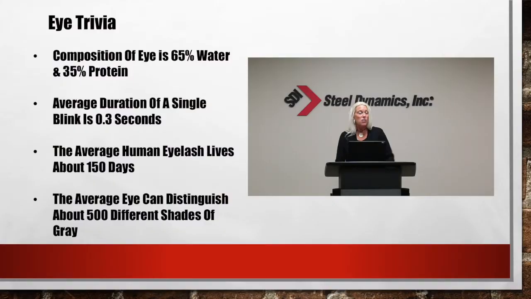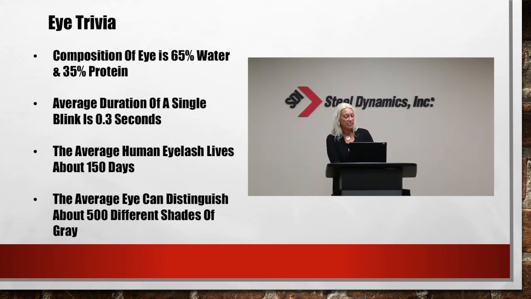Just a little bit of eye trivia to finish up today. When we talk about the composition of the eye, it's 65% water and 35% protein. And the average duration of a single blink is about 0.3 seconds. The average human eyelash lives about 150 days, and the average eye can distinguish about 500 different shades of gray.